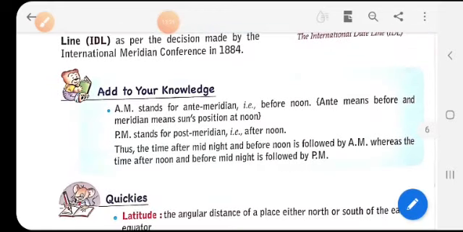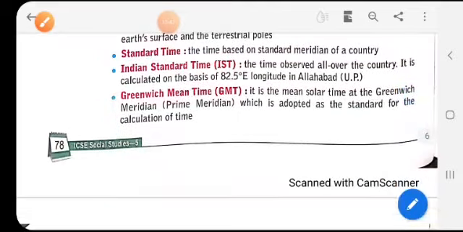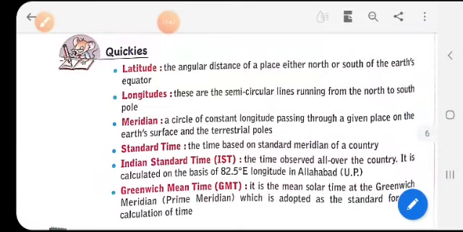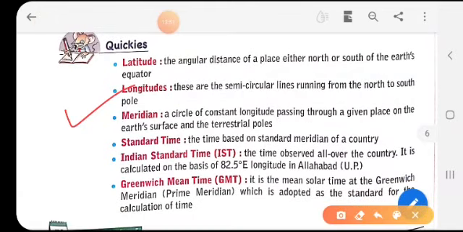Now let's see how we can add more to our knowledge. When you say AM and PM, do you know what it stands for? AM stands for anti-meridian, that is before noon, and PM stands for post-meridian, or afternoon. Children, there are some more quickies, some more important topics that you need to know. So learn all these terms by heart. It will help you.